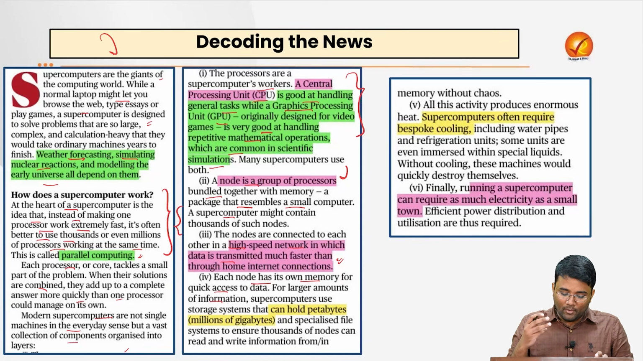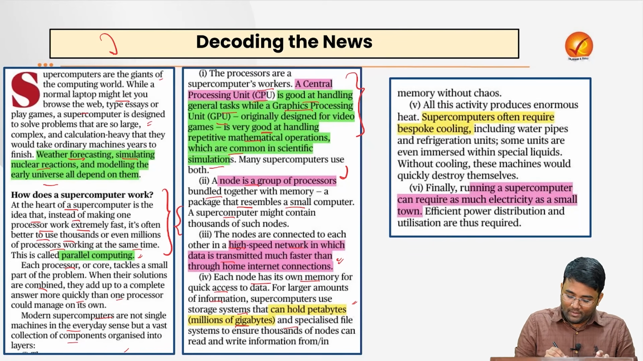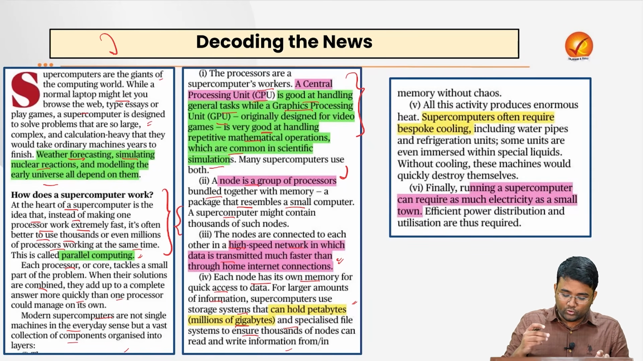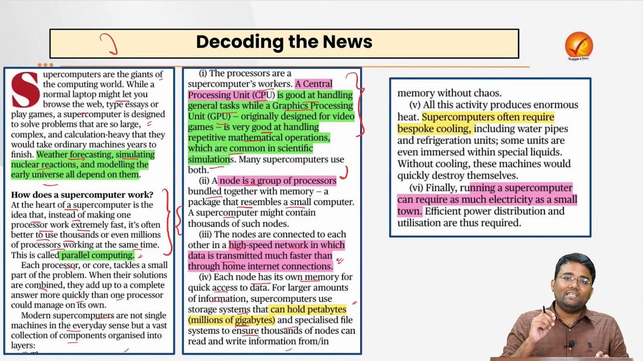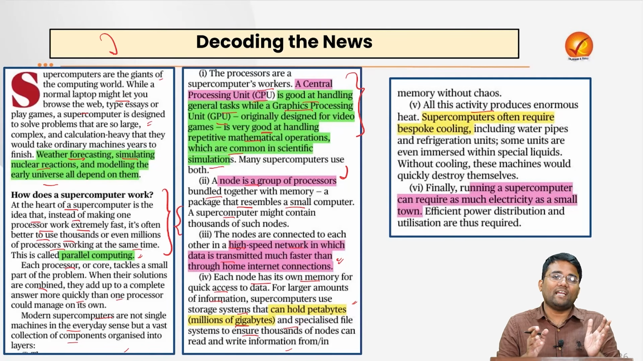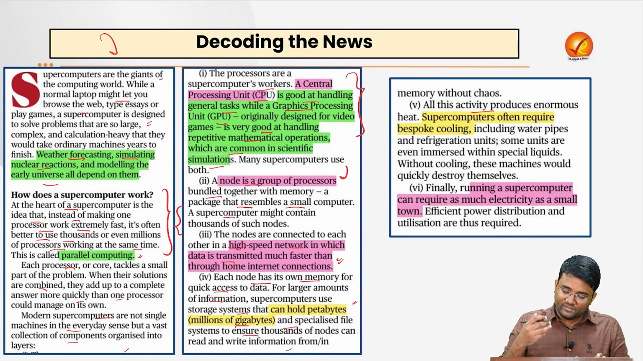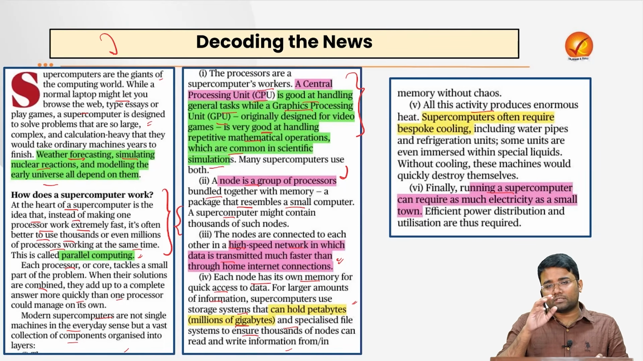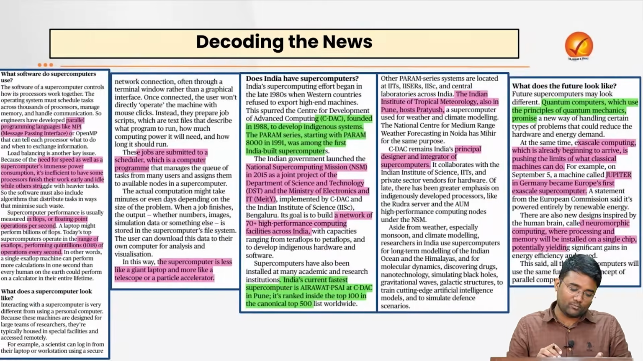For large amounts of information, the supercomputer uses a storage system that can hold petabytes, that is millions of gigabytes, and a specialized file system to ensure thousands of nodes can read and write information in memory without chaos, without any delay, without any latency. All this activity produces enormous heat, and that is the reason a proper cooling chamber is needed to ensure that the heat does not damage the components of the supercomputer. Also, a consistent supply of electricity is needed to run the supercomputer smoothly.